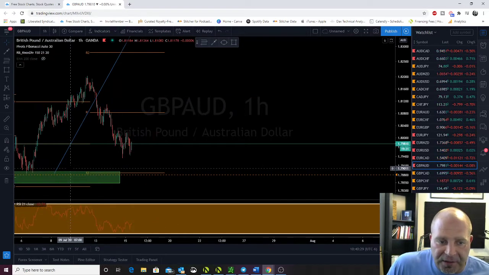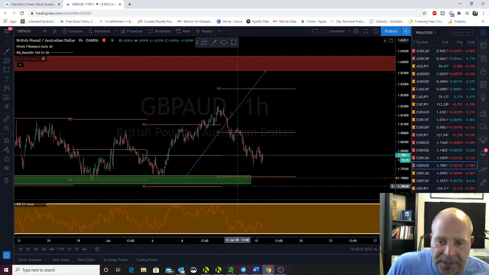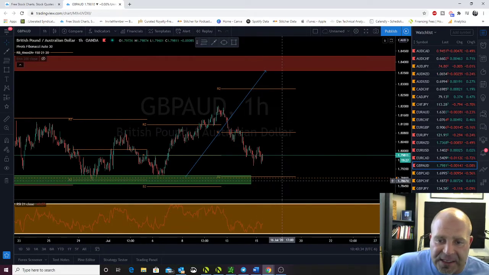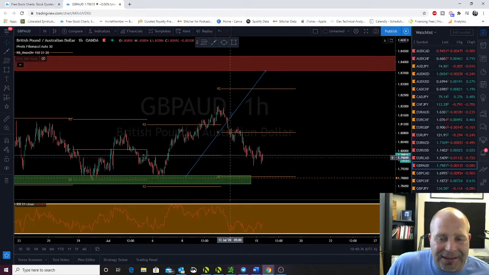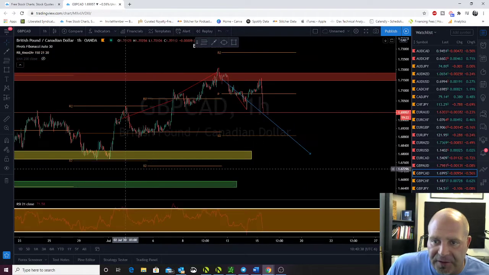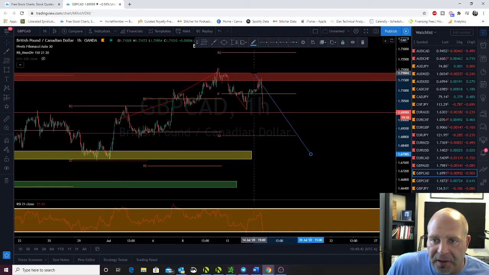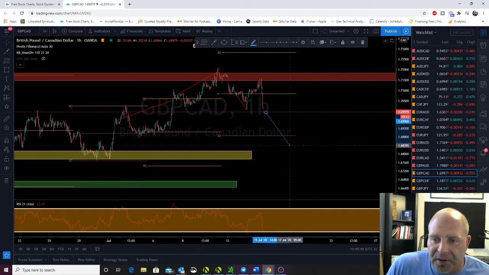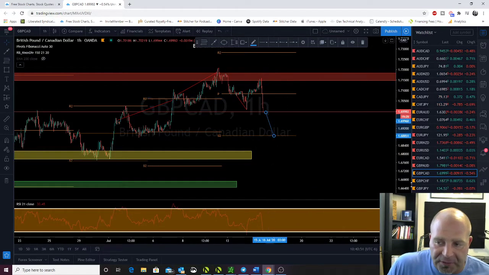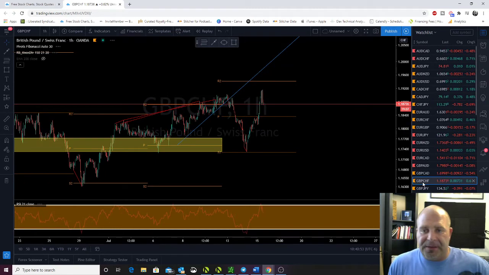GBP AUD, I'm going to be a buyer if we get down to this S2, but we're just in the middle of everything. Another Canadian dollar run pair. Okay, we've broken this, so guys, I think what we're going to see is possibly a run to this S2 or make or break zone down here. GBP Swiss franc.